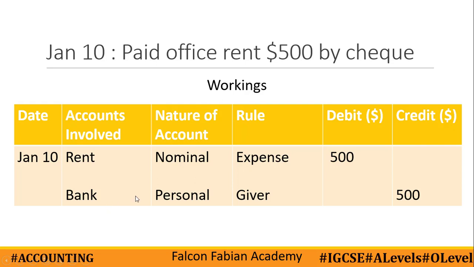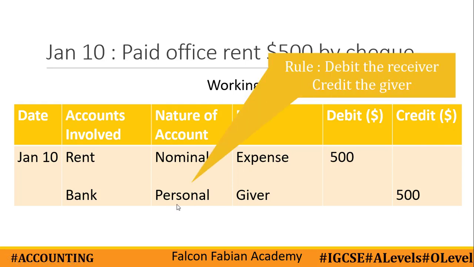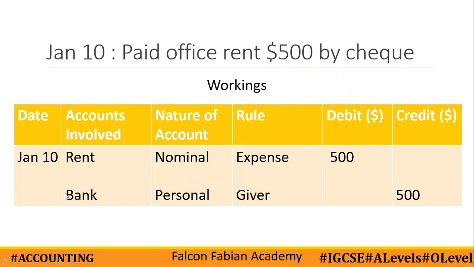Now the next account involved over here is bank. Now bank is a business, it's an organization, and to it the rule for personal account is going to be applied, and the rule for personal account is debit the receiver and credit the giver. Here bank is giving the money to pay the rent. This is the business bank account. Therefore, bank account needs to be credited by the amount 500.